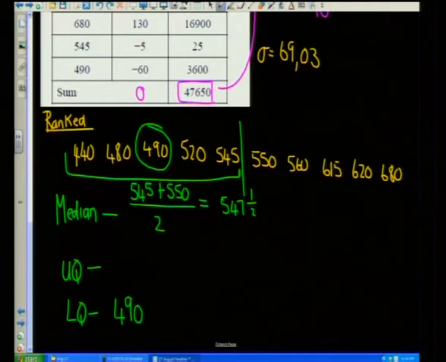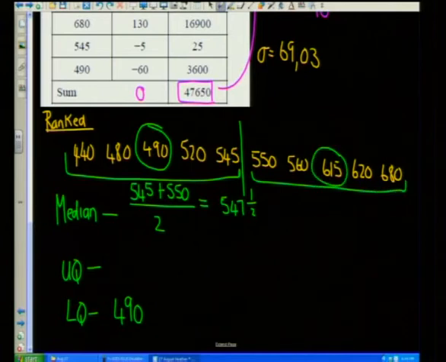And my upper quartile, again, I've got 5 numbers, and so the middle number is going to be 615. So median, upper quartile, lower quartile.